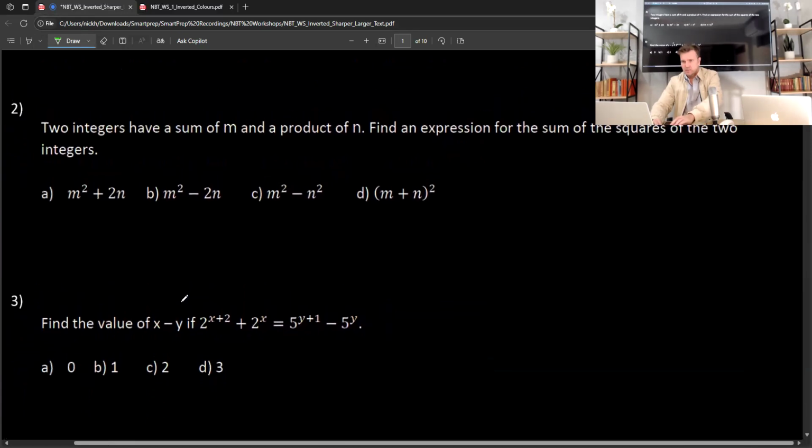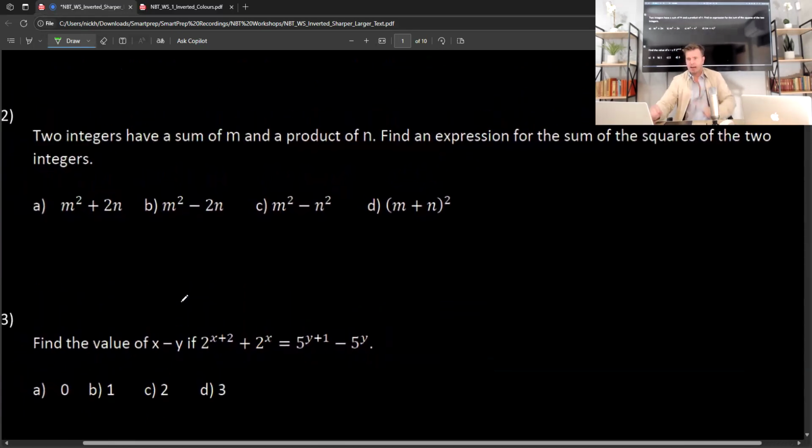Okay. So we've got two integers, the sum of them and a product of them. Find the expression for the sum of the squares of the two integers. Okay, so algebra, we're going to let our integers be x and y, right? Two integers have a sum of m. So the sum of these two integers is m. So we'll say x plus y equals m.